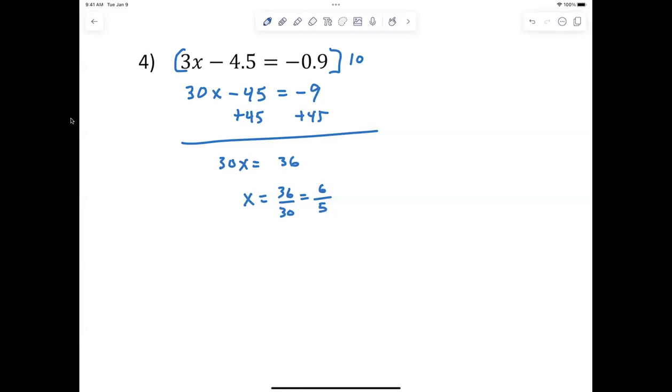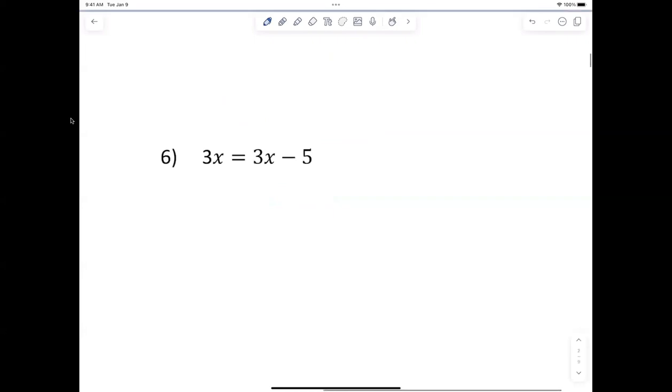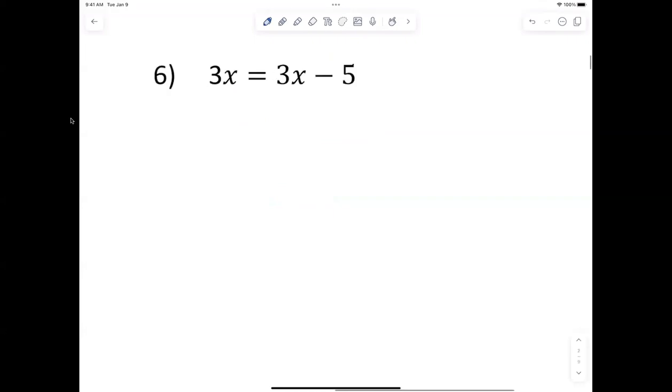All right, here we go. Now everybody's supposed to look at that and say that doesn't make any sense. 3x cannot be itself and itself minus 5. Right, 3x cannot equal 3x minus 5. So I'm hoping everybody looks at that right off the bat and says that's no solution. No solution.